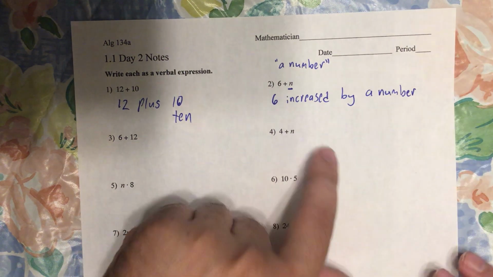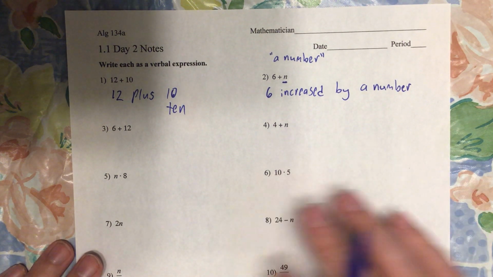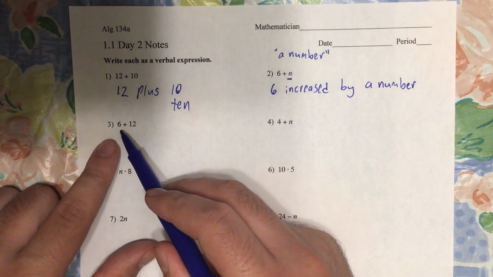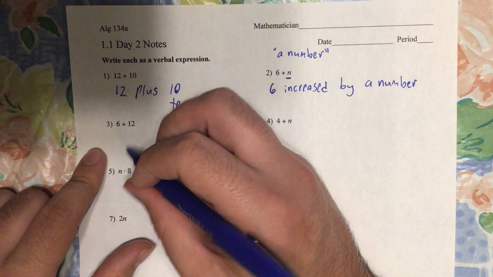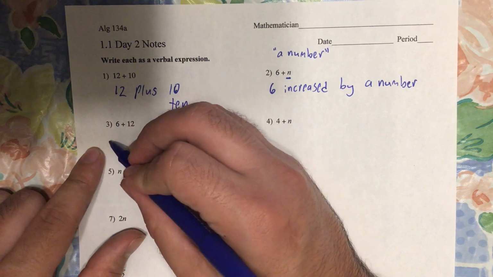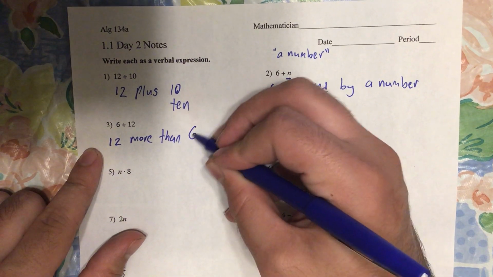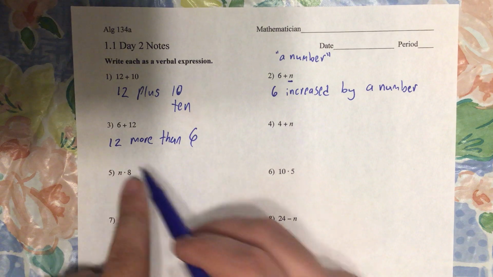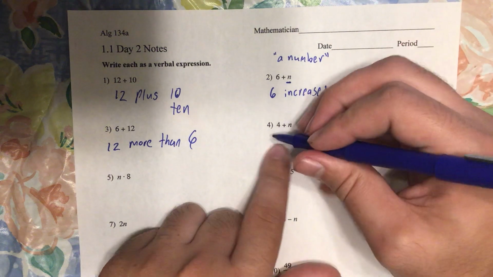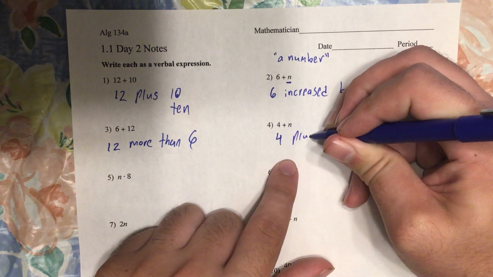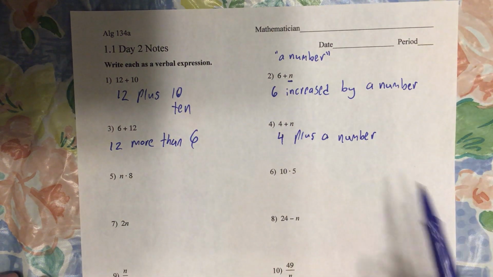So it's a good practice to not always use the same way over and over again, and just to practice the different vocabulary. So like here, we could do 6 plus 12. We could do 6 increased by 12. Or we could say 12 more than 6. We have 6, we want to do 12 more than it, so we're going to do 6 plus 12. That's another way you can do it. Or here you can just go back and say 4 plus a number. Always try to mix it up.